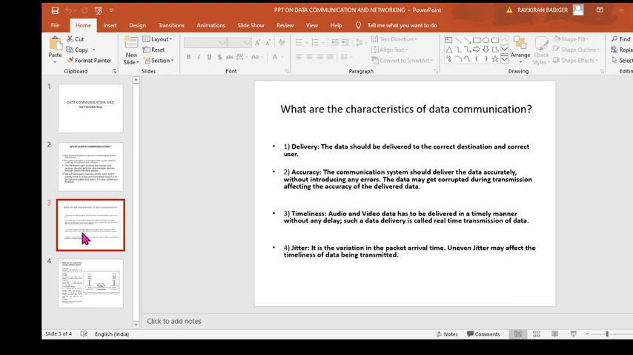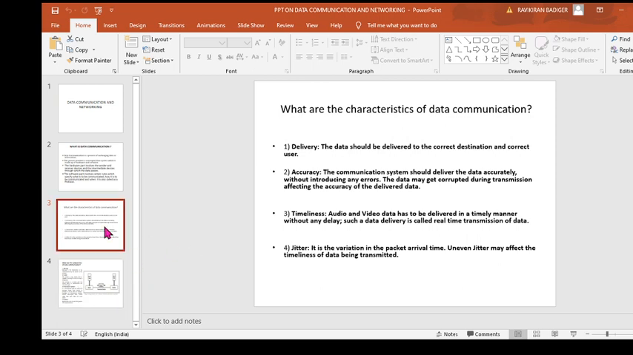So what are the different characteristics of data communication? There are mainly four important characteristics of data communication. The first one is the delivery of the data. The data should be delivered from the sender to the receiver, that is, the data should be delivered to the correct destination and to the correct user.